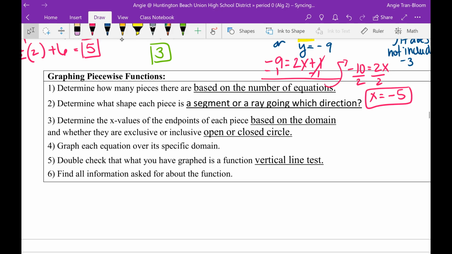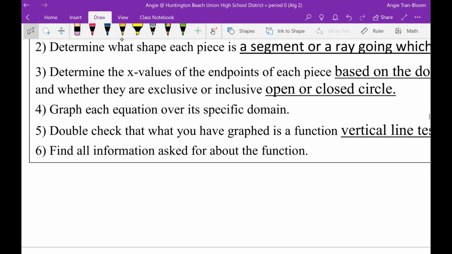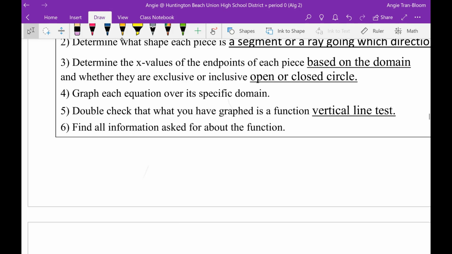Double check that what you have graphed is a function. So double check if it's a function. To check it, we use a vertical line test. And number 6, can you please help me? Help me read number 6. Find all the information asked for about the function. Right, just like what we just did. Okay, find f of 2, f of 8, find x when y is -9.